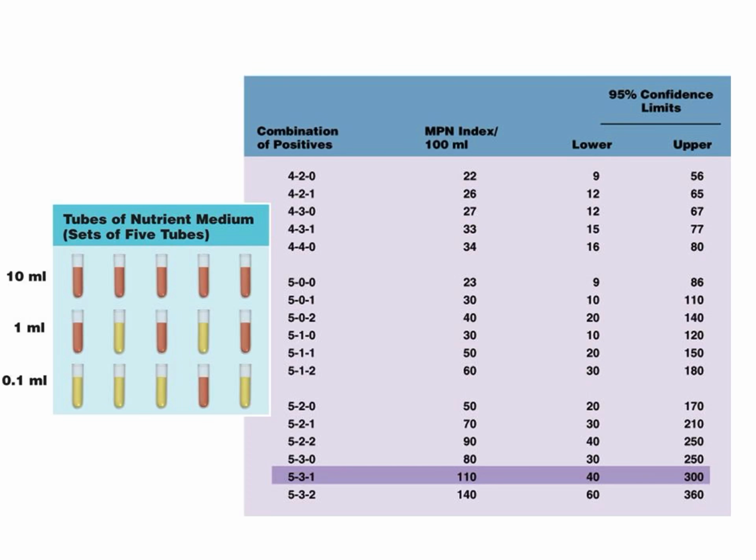Only one red tube shows up, so we take a look at the table, and then we will get the number 531. So the number of coliform will be in between 40 and 300. This is the way that we use for estimation very nicely.